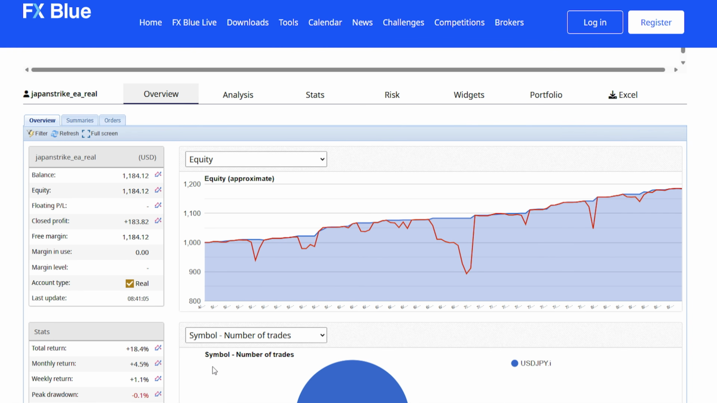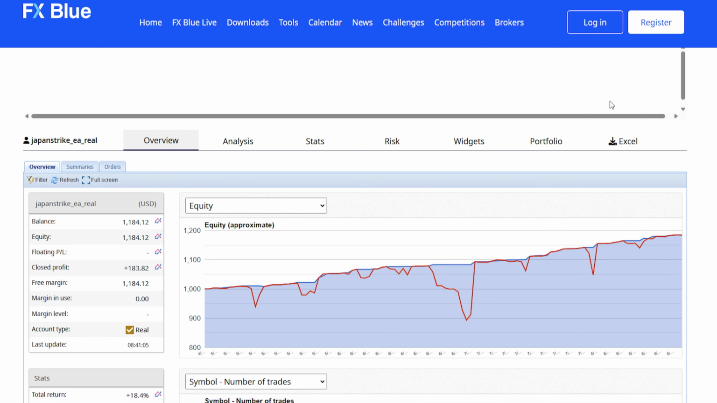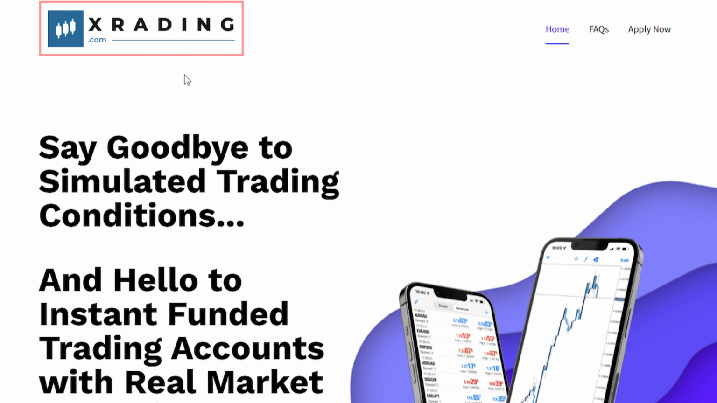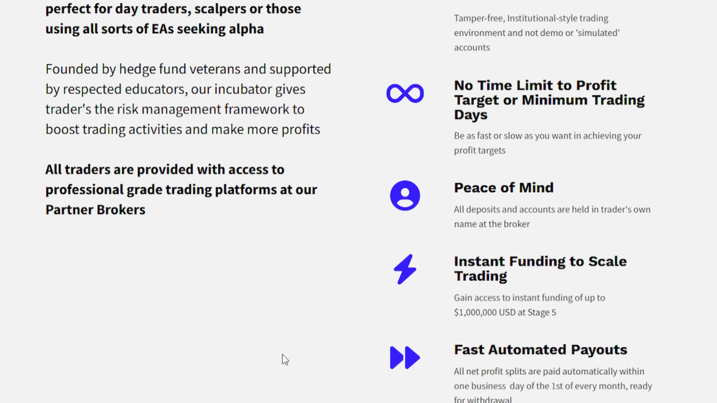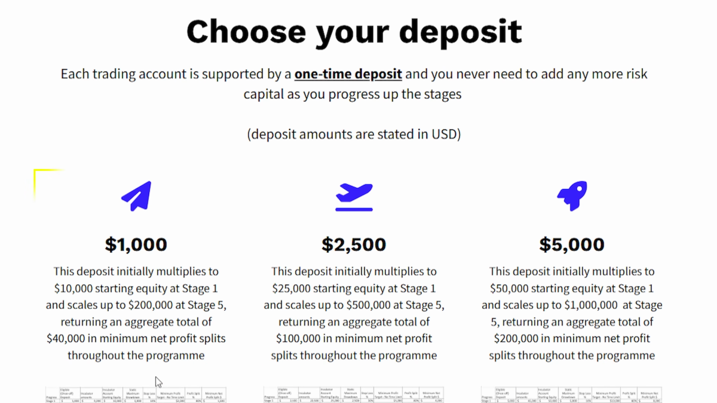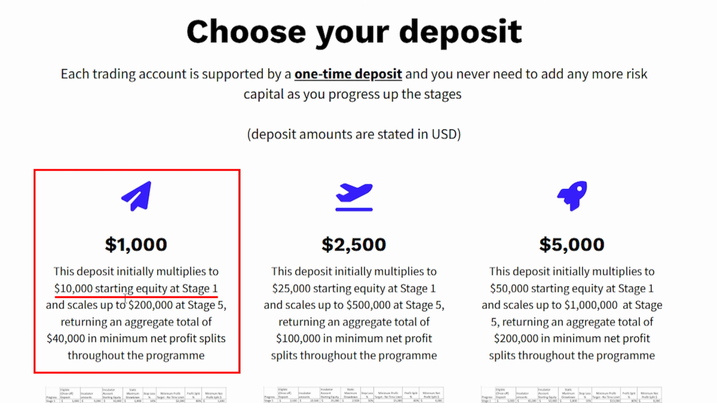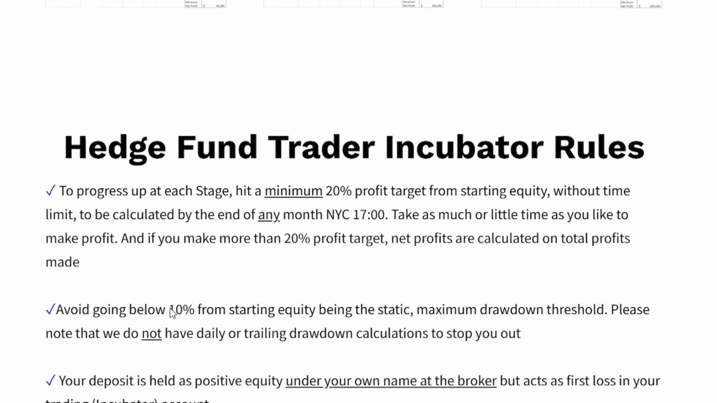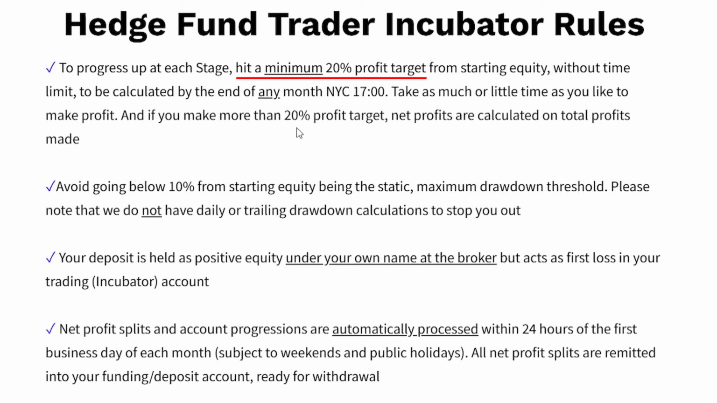But because this expert advisor made nearly 20% in my live account, I got a new trading.com account for 1000, which gives me actually 10k starting equity for the first stage, and my target is exactly 20%.